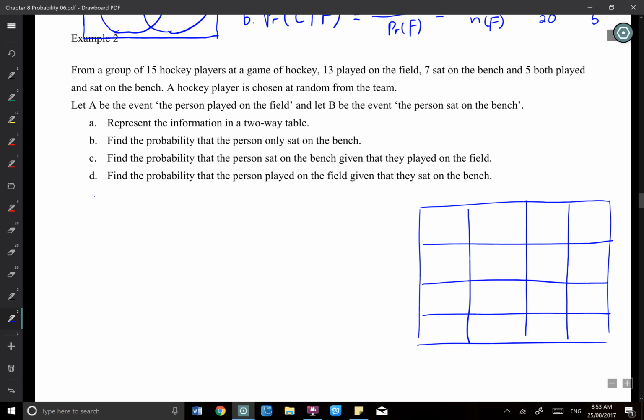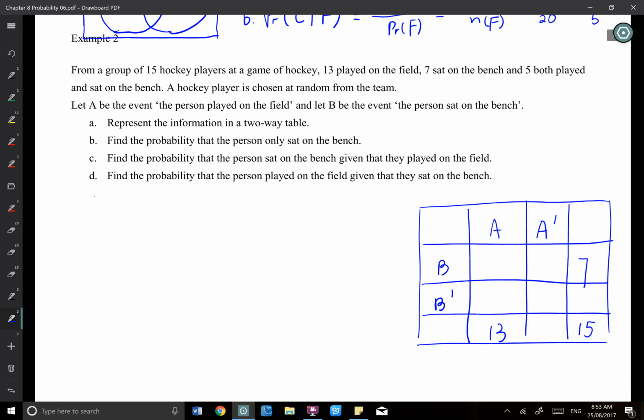Okay, let A be the event the person plays on the field. Okay, have A and A dash. B be the event sat on the bench, B and B dash. There's 15 people in total. Okay, 13 play on field. Okay, 13 here. 7 sat on bench. 7 here.